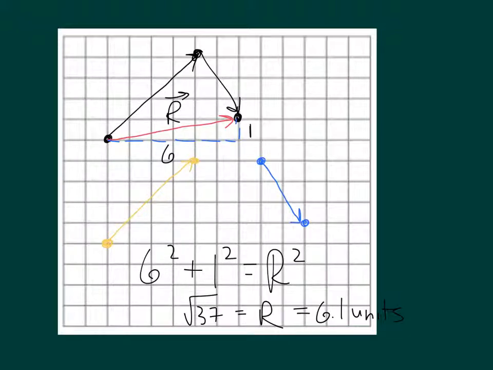How would I find the angle that that vector makes with the horizontal? Look at the red vector. How would I find the angle that it makes with the horizontal? I'm looking at this angle right here. If I want to find this angle, how could I utilize my geometry of this triangle here to figure out what this angle is?